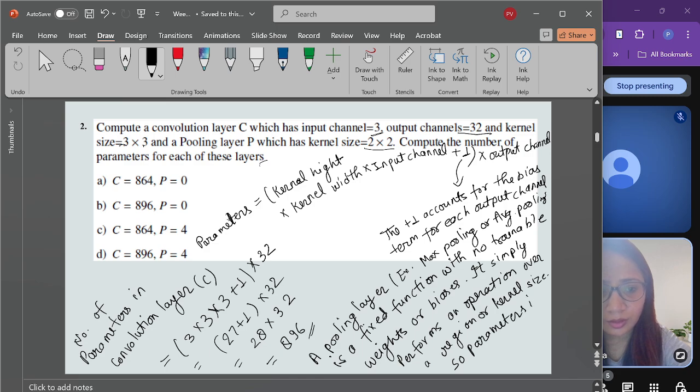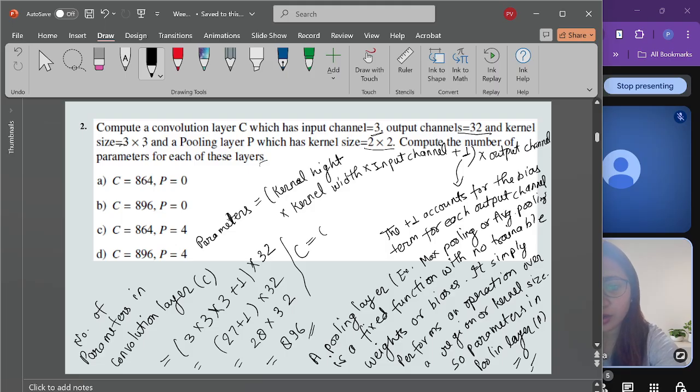So the parameters in the pooling layer, let's say P, is equal to 0 because there are no weights or biases. So there is no calculation of the number of parameters in the pooling layer. That will give us only 0. So the answer is: C is 896 and P is 0. So if you see the options, option B is the correct answer for this question. Okay.